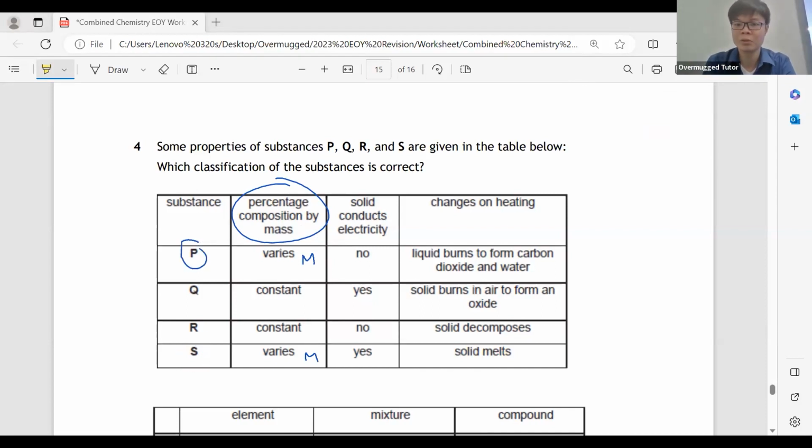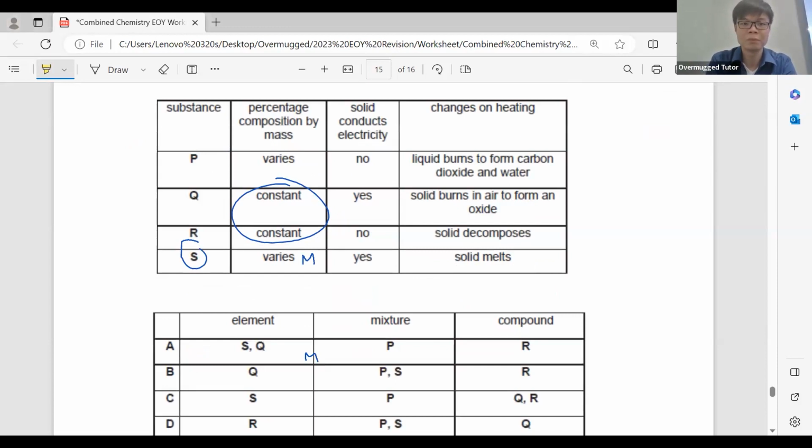Okay, so let's see if we have any answer so far. Okay, we have 2. Solid conducts electricity. Do you know what solid conducts electricity? What are good conductors of electricity? Yeah, metals. But not very helpful over here. Changes on heating. Solid melts. Okay, let's start on P. Liquid burns to form carbon dioxide and water. You will be like, what is this? Don't know, right? Okay, then skip first.